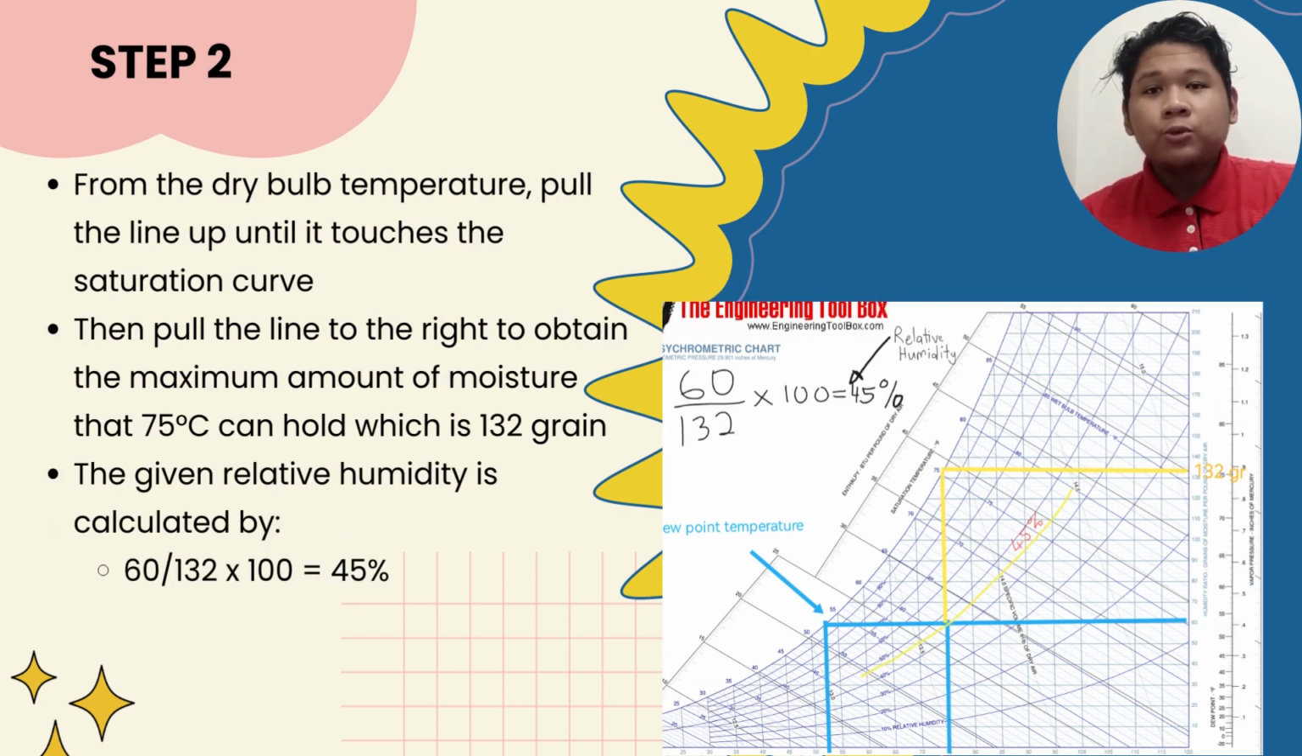Next, from the dry bulb temperature, which is 75 degrees Fahrenheit, we need to pull the line up until it touches the saturation curve, and then pull the line to the right to obtain the maximum amount of moisture that 75 degrees Fahrenheit can hold, which is 132 grain. To find the relative humidity, it is calculated by dividing the given grain by the maximum grain, and then times it by 100, and we will get 45%.